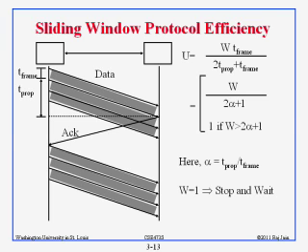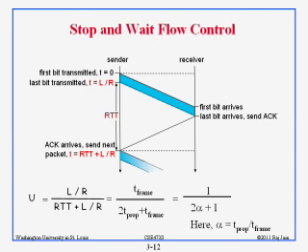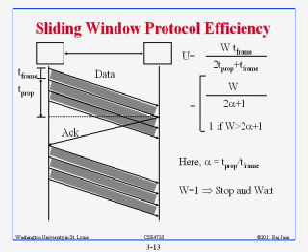And if you put W equal to 1, then you get the same formula as before, which was 1 upon 2 alpha plus 1. So stop and wait is a special case of window flow control where the window is 1. So you don't have to remember 2 formulas, you can just remember 1 formula, and then if you put W equal to 1, you get the previous formula.